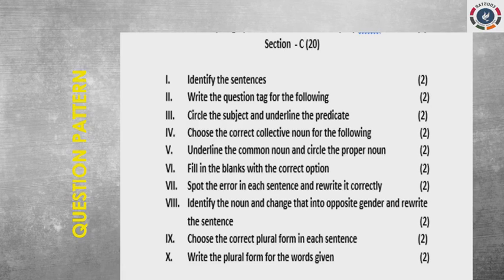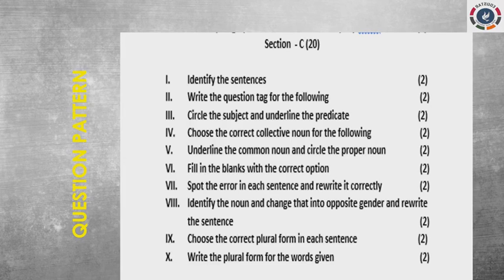And third Roman letter is circle the subject and underline the predicate. So 2 questions I will ask, each carries 1 mark. And collective noun: choose the correct collective noun for the following. In that 4 questions I will ask, and the choices are also given in the box. You have to choose the correct one. Each carries half mark, so totally 2 marks. And underline the common noun and circle the proper noun. In that 2 questions I will ask, each carries 1 mark. You have to underline the common noun and circle the proper noun.